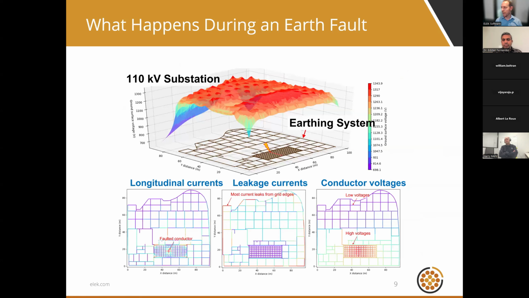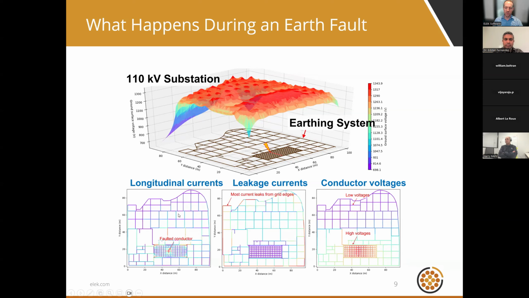So let's look at what happens during an earth fault on an earthing system. This is a 3D model of an earth grid. You can see the conductors of the grid, how they're organized, and we're simulating a fault condition happening in the center. It's actually a switchgear building, and we're simulating a fault that's occurred somewhere in the switchgear building, and earth fault current is being directed into the earthing system.